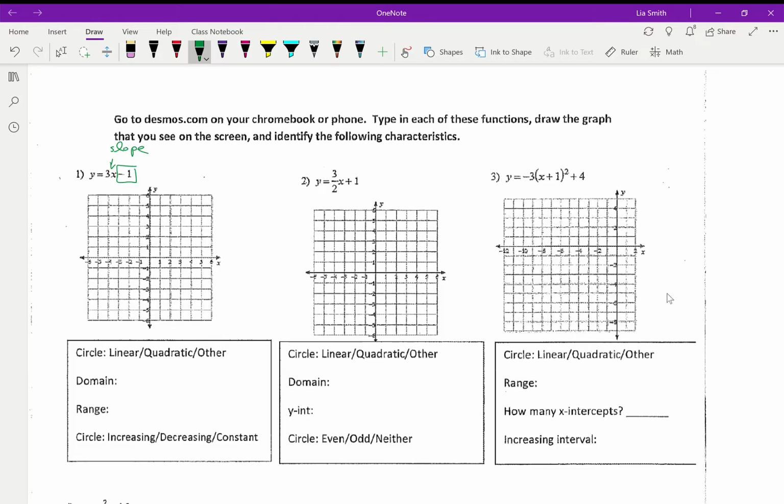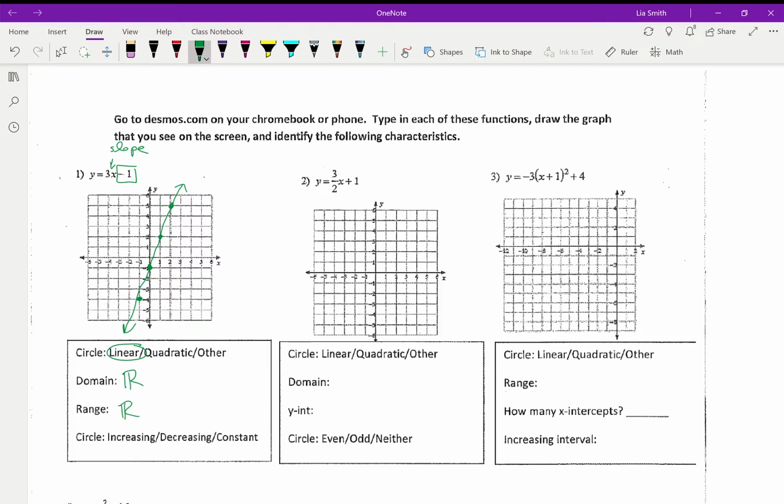So this graph is going to start at -1 right here, and then it's going to go up 3 over 1. 1, 2, 3 over 1. And then we're going to connect our dots. Okay? So you could have gone to desmos.com, you could have typed it out, you could have built a table, but if you remember your characteristics and your transformations, you'll be much better off. So what kind of graph is this? This is linear. Linear graphs have a domain of all real numbers and a range of all real numbers.